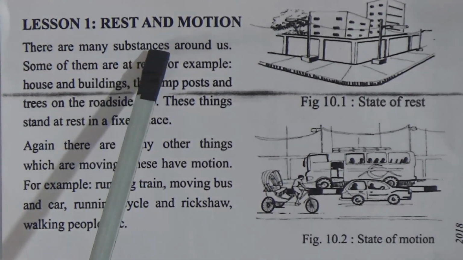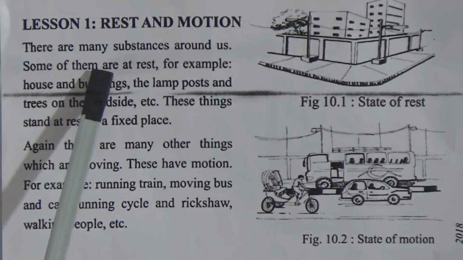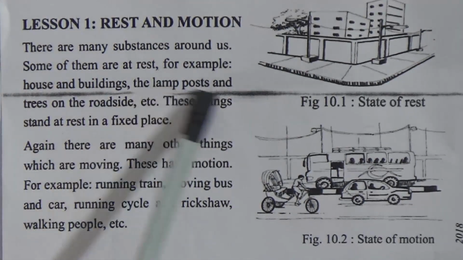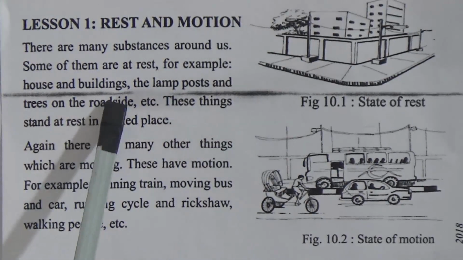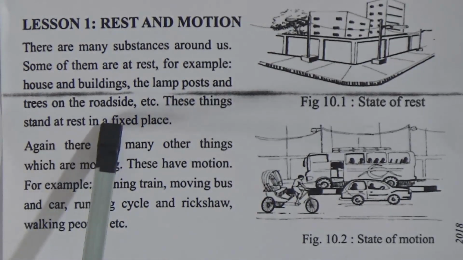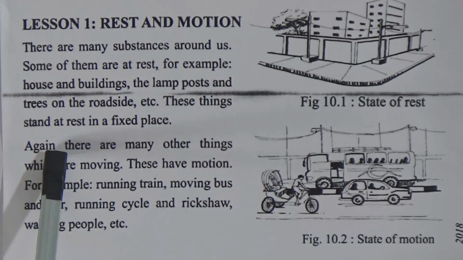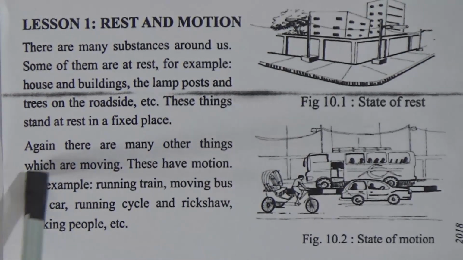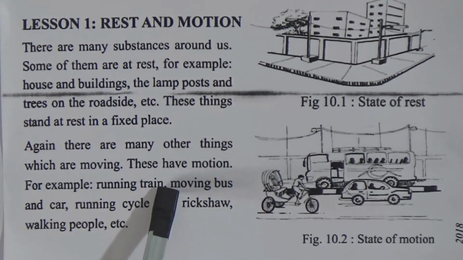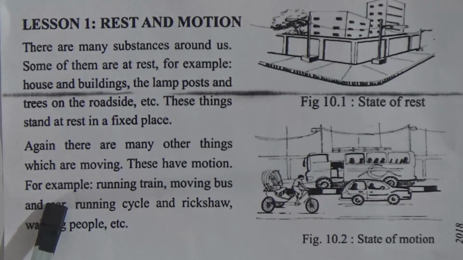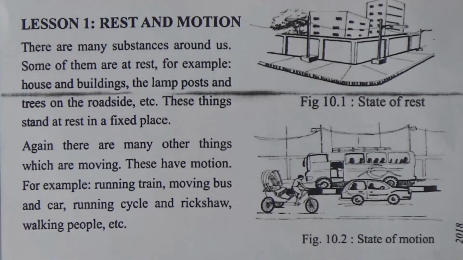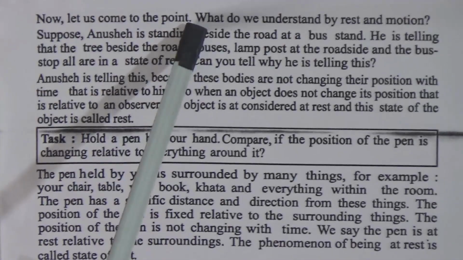There are many substances around us. Some of them are at rest. For example, houses and buildings, the lamppost and trees on the roadside, etc. These things stand at rest in a fixed place. Again, there are many other things which are moving. These have motion. For example, running trains, moving buses and cars, running cycles and rickshaws, walking people, etc. Now let us come to the point.